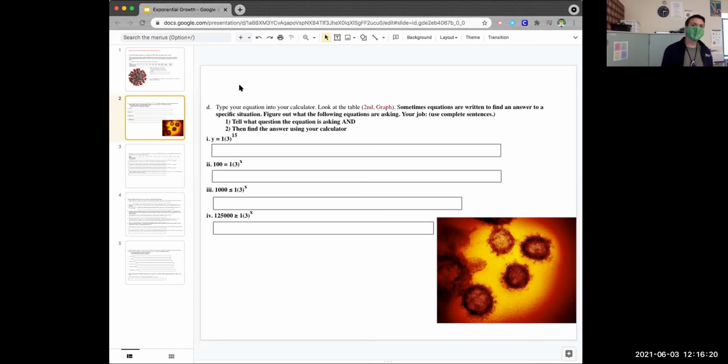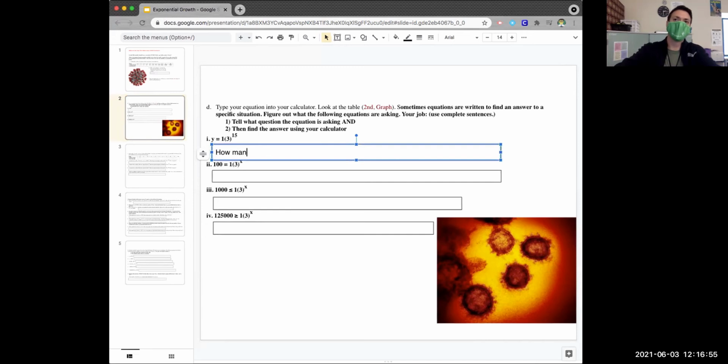So look at 4i. It says y equals 1 parentheses 3. So there's that equation that we had before, but they don't have an x anymore for the exponent. They have a 15. You know what that 15 represents? Ethan, what do you think? The stage number. So this problem is asking you how many newly infected are there on stage 15. So that's what you're going to type in here.